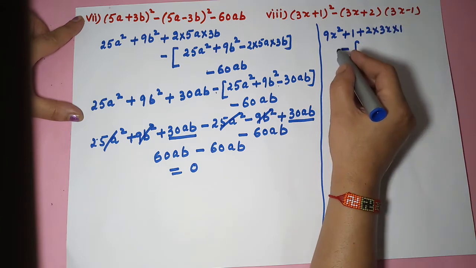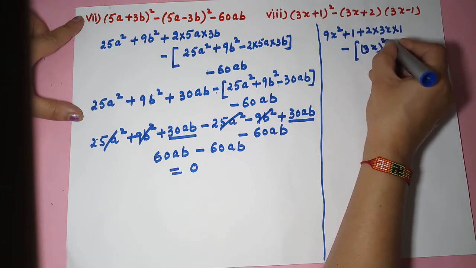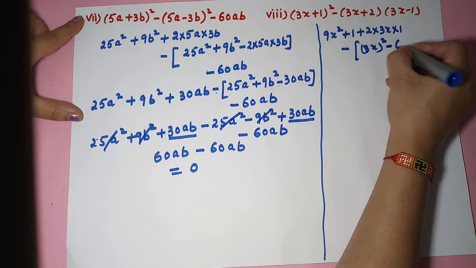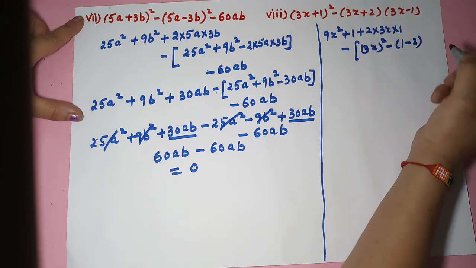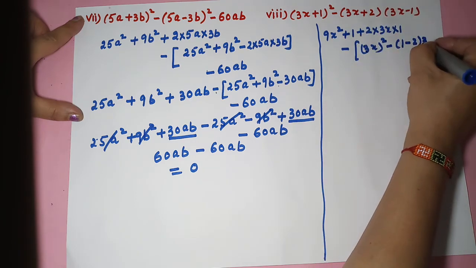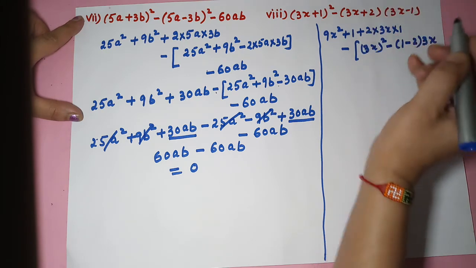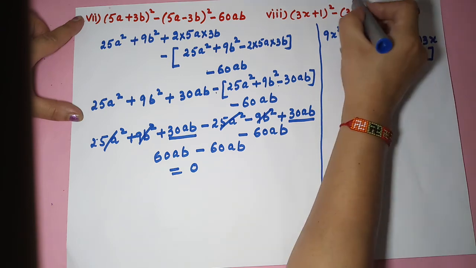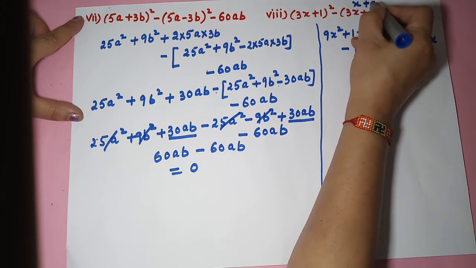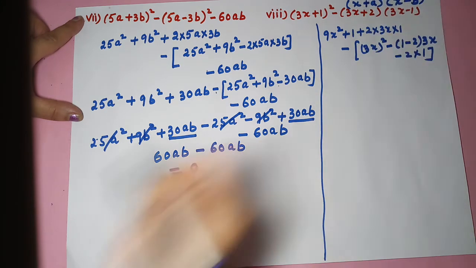So what is x plus a into x minus b? It is x square, that is 3x whole square, then minus b minus a, that is 1 minus 2 into x. So what is my x? 3x. Then minus ab. What is my a and what is my b? Minus 2 into 1, right? So this is basically my x plus a and this is x minus b, right?